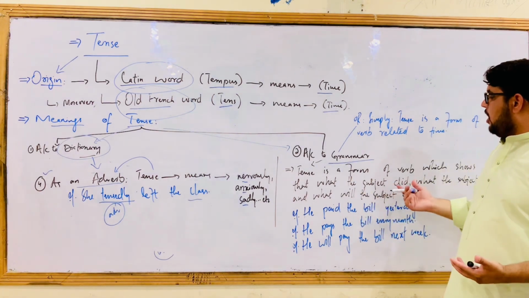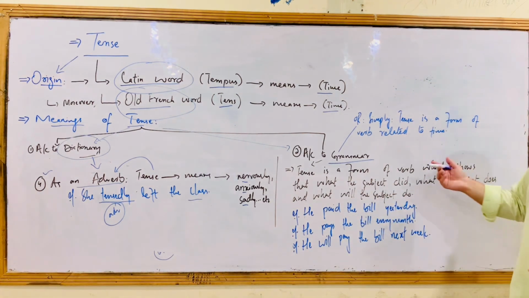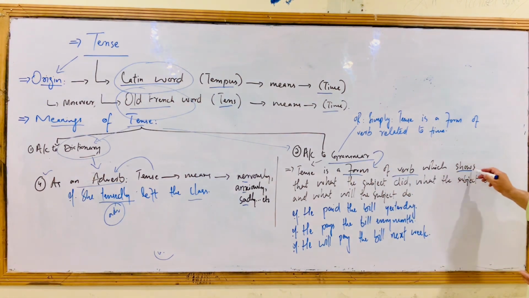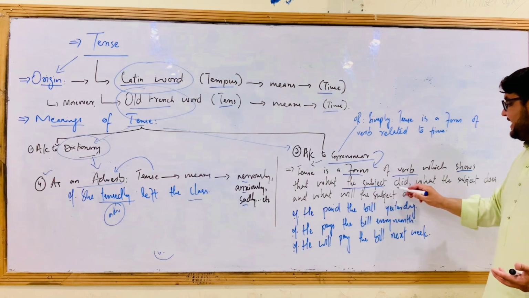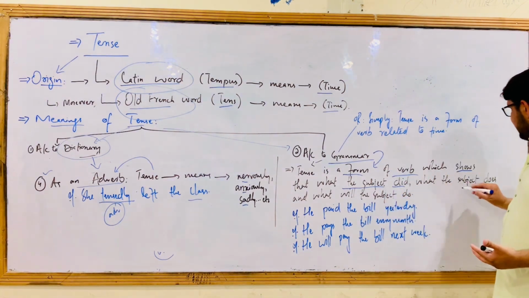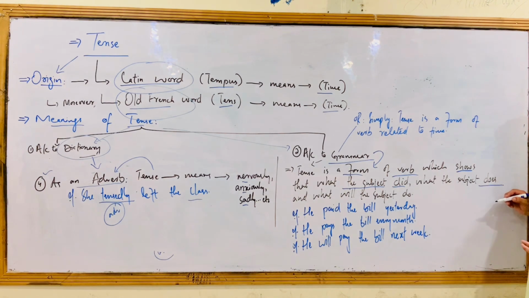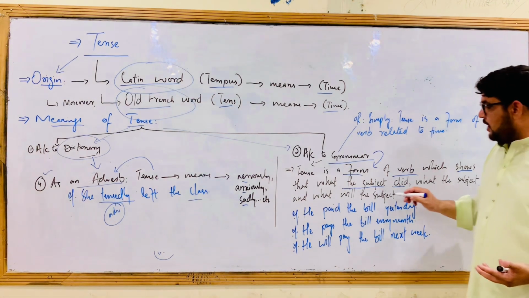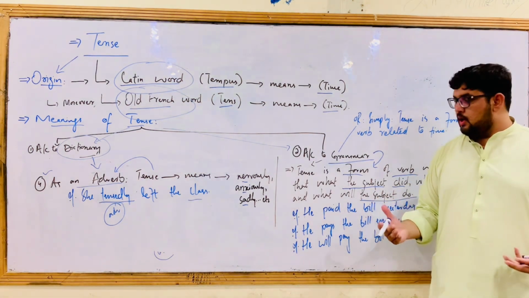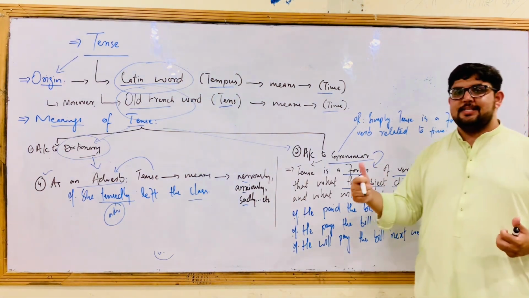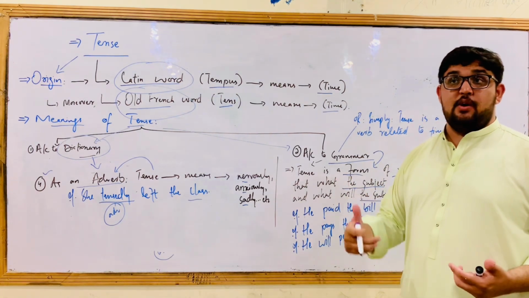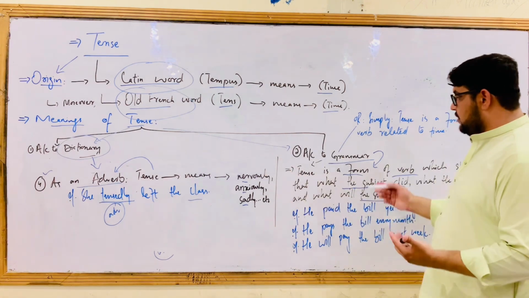Now tense is a form of verb which shows what the subject did, what the subject does, and what the subject will do, according to grammar. So it's a form of verb.